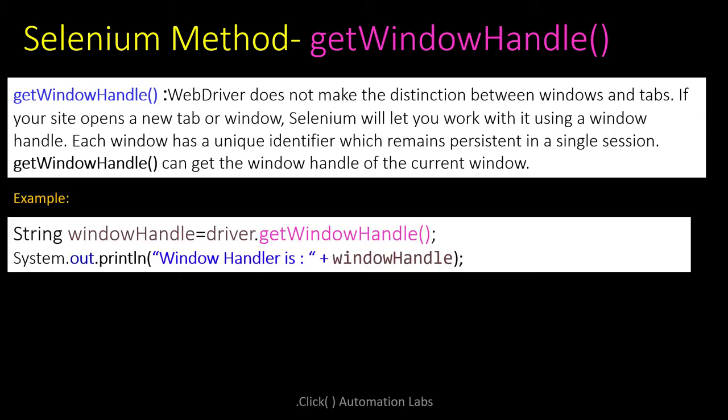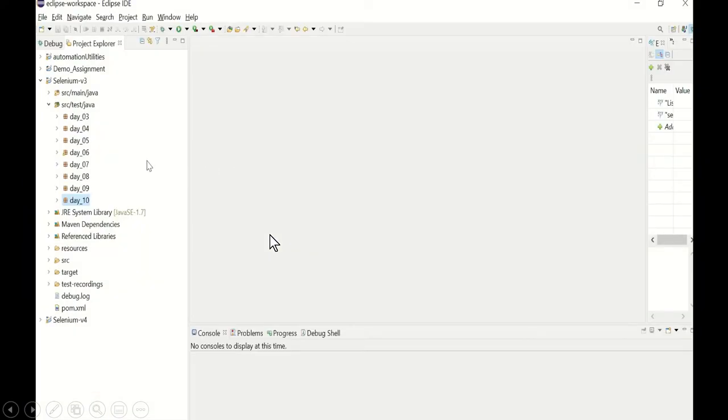So this is a Selenium WebDriver code to get that particular handler. This is the method get window handle. Whenever you open a web browser window, if you use this command, that particular window handle can be retrieved, and I have assigned this to some variable and I'm printing it to the console. So let's see one example.